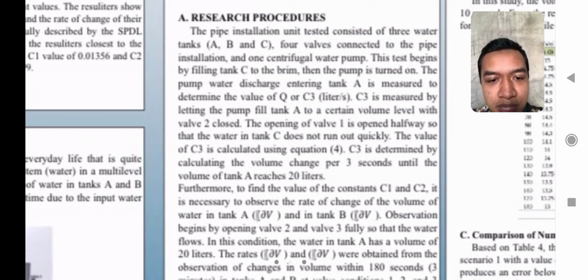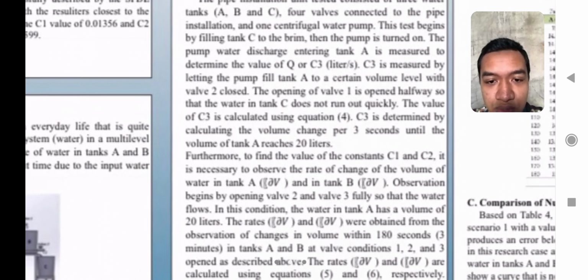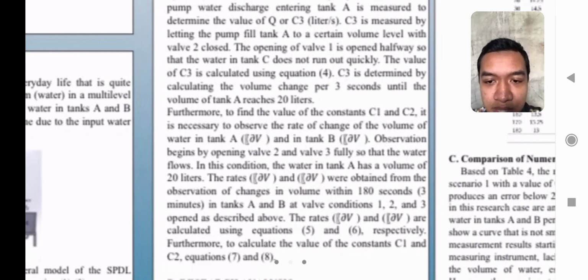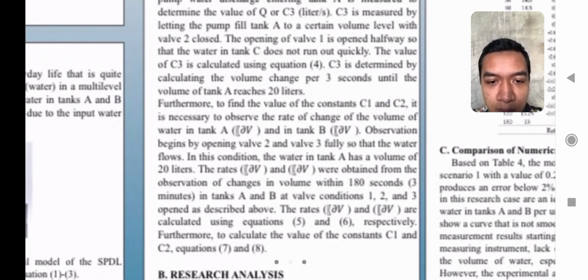This test begins by filling tank C to the brim. Then the pump is turned on. The water discharge entering tank A is measured to determine the value of C or C3. C3 is measured by letting the pump fill tank A to central volume with the valve closed. The opening of valve 1 is opened halfway so the water in tank C does not run out quickly.